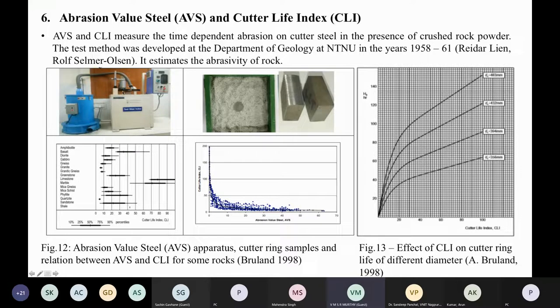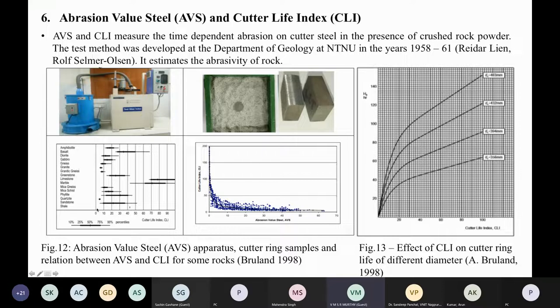So this is how the cutter ring steel is prepared and then put below this weight. Then we rotate it at 20 RPM under a weight of 10 kg. This weight basically causes the thrust onto the cutter steel, and that abrades the tool. We compare the weight prior to the test and the weight post test, and the weight loss is considered as the abrasion value steel.